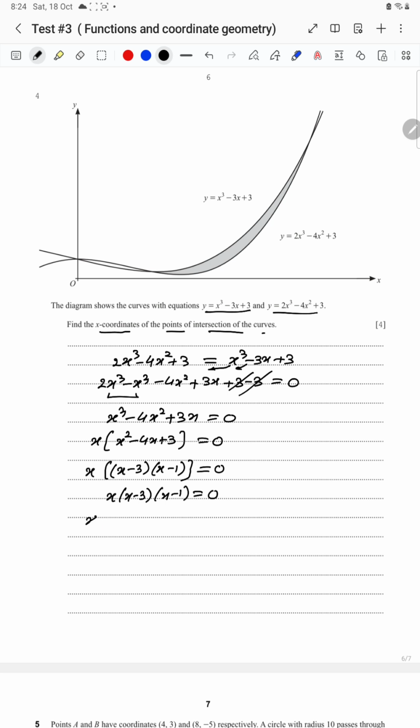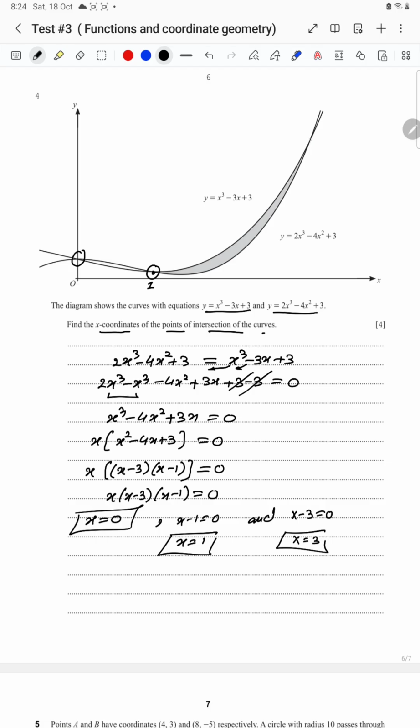So what comes is 1 times x equals 0, so one solution is here. You can see x is 0, right? Then x minus 1 equals 0, so x will be 1. Okay, and x minus 3 equal to 0, x will be 3.